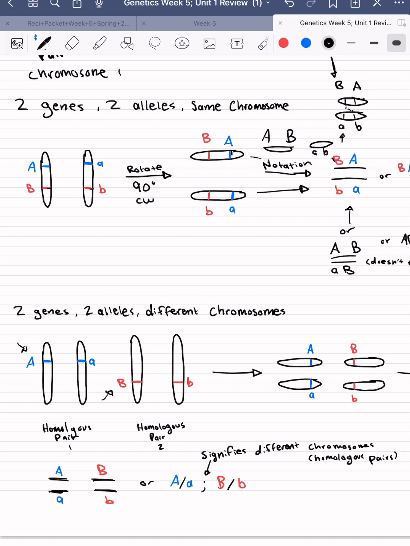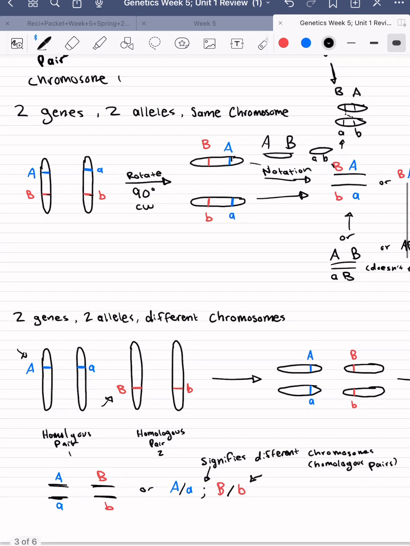And then when you want to write a shorthand, you write big A dash little a, then you have a semicolon. This semicolon signifies that they are on different homologous pairs, they are on different chromosomes. They are not on the same chromosome, these are genes which are located on different chromosomes. And then you would simply write down the B notation, shorthand.